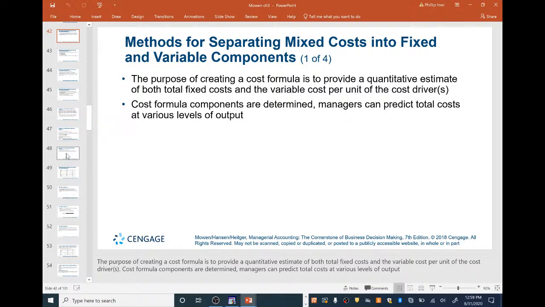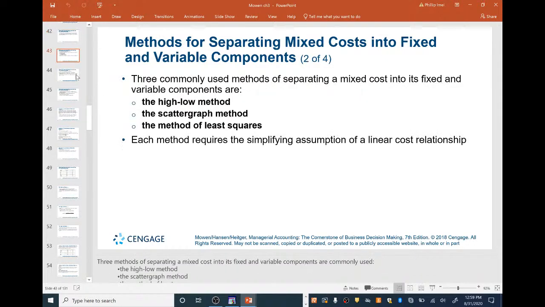So once we have the cost formula, managers can use it as a tool based upon the level of output they want to produce, because then they can see what the total cost is going to be based upon a total output of production, right? So that's why this could be very useful to managers and the decisions that they ultimately make for the firm.